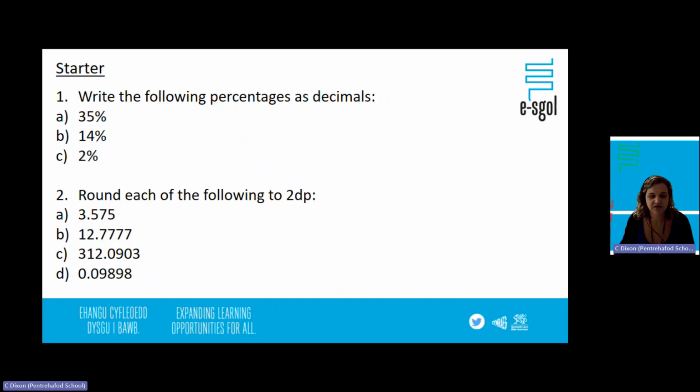To begin with, just to get our brain going, can you have a go at the questions there? Pause the video and write down the following percentages, decimals, and rounding for the bottom part.